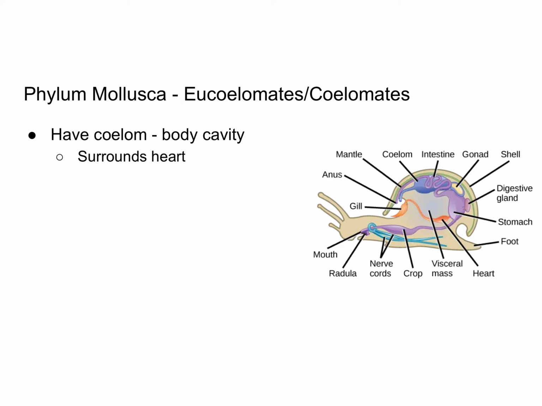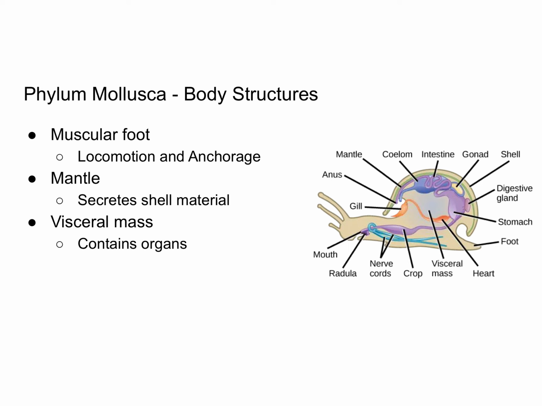Mollusks are eucoelomates, otherwise known as coelomates, and that just means that they have a coelom or an internal body cavity. In mollusks, it primarily only surrounds the heart. A few characteristics of the mollusks include that they have a muscular foot, which you can see here. And that foot helps them to move around in their environment. It also helps to anchor them in place.